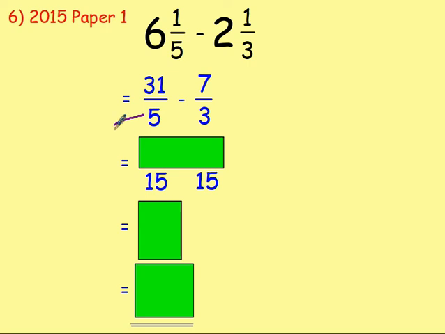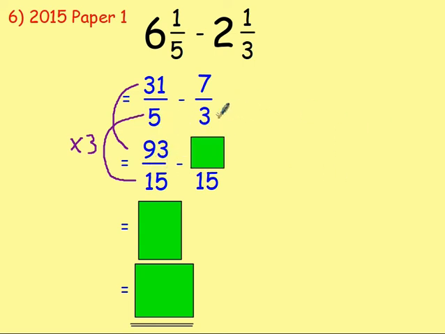So what I'm doing is I'm changing the 5 to a 15, and I'm doing that by multiplying by, well, what do you multiply 5 by to get to 15? 3. Well done. So I would also do the 31 times 3 as well. 31 times 3 is, good, that's 93.